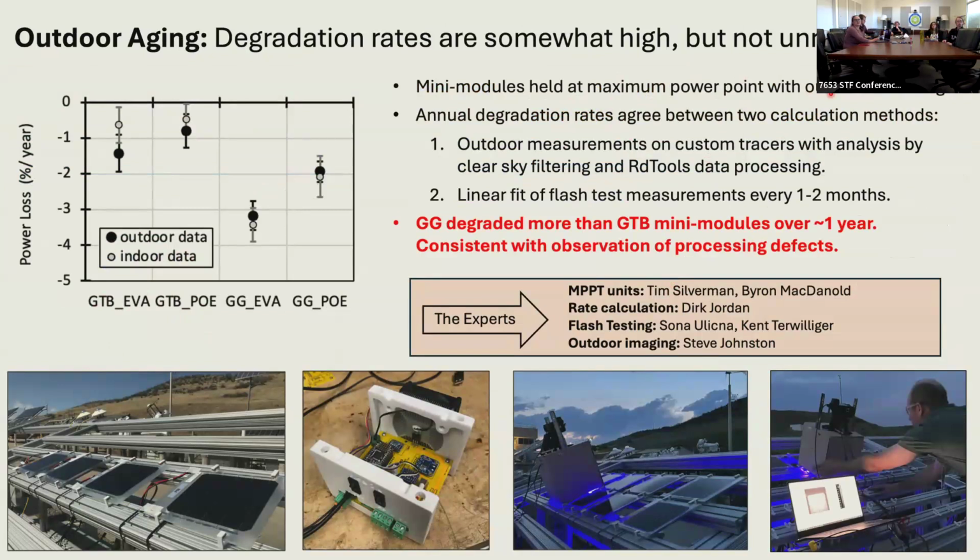The annual degradation rates were calculated both from this outdoor data and from taking the mini modules inside for flash testing. So Dirk Jordan took the outdoor and maximum power point data, did analysis using clear sky filtering and RdTools to get the degradation rates shown as these black dots. And then Sonia Olichna would take these mini modules inside every 1 to 2 months to do a flash test and fit a linear degradation rate to that to get the data points shown here as the gray circles.